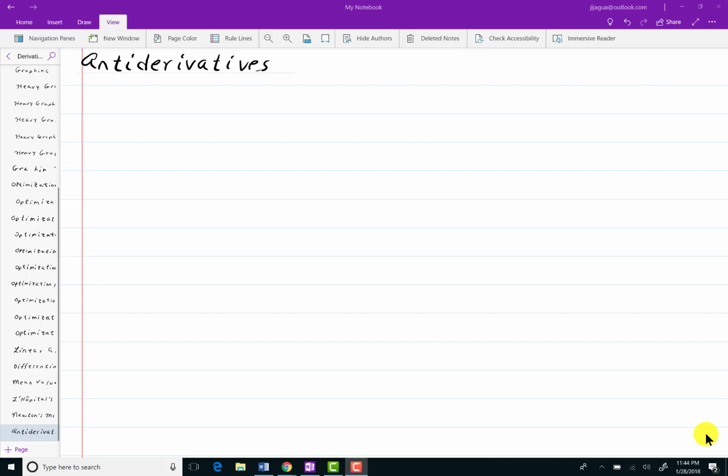As the title of this section suggests, we're going to take derivatives and learn how to reverse the process. Just like addition has its subtraction and multiplication has its division, and even trig functions have arc trig functions, derivatives have antiderivatives. So I'm going to show you how that process works.